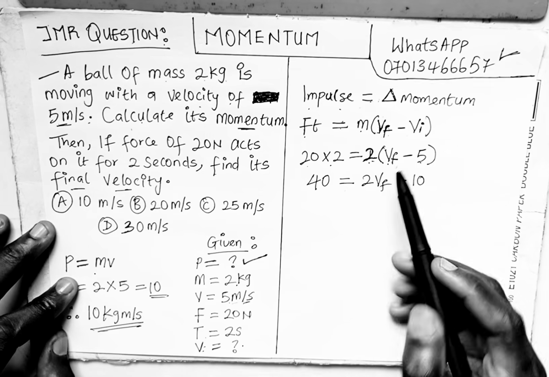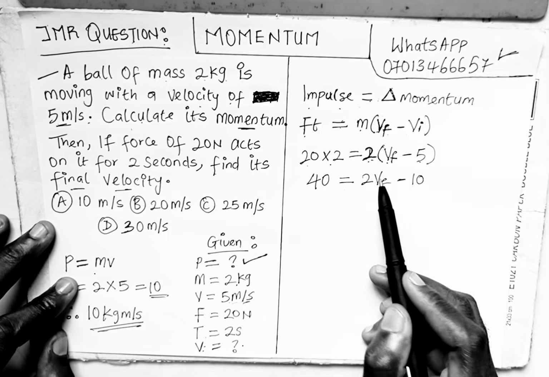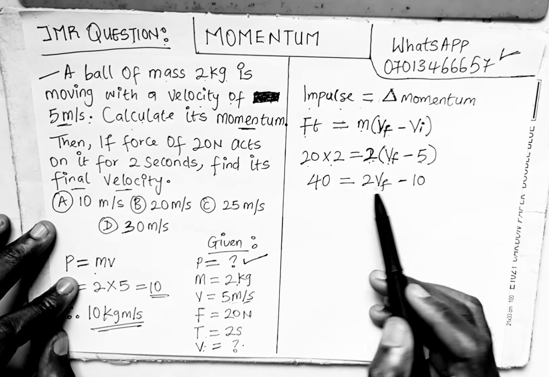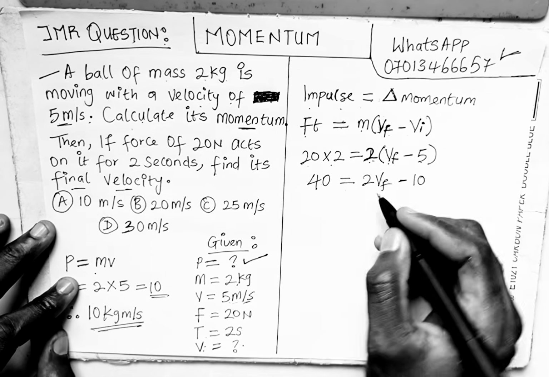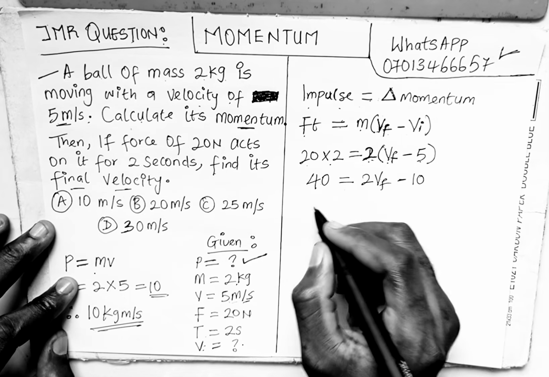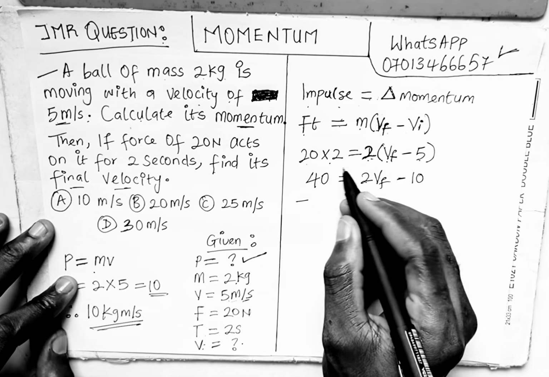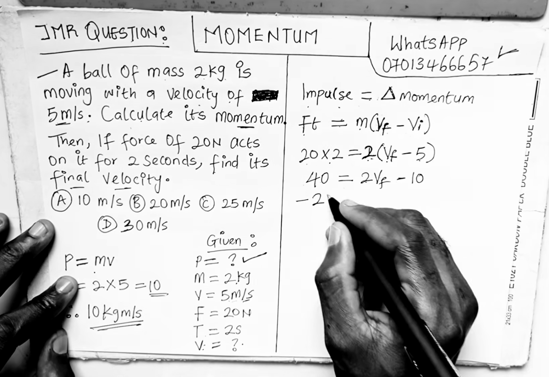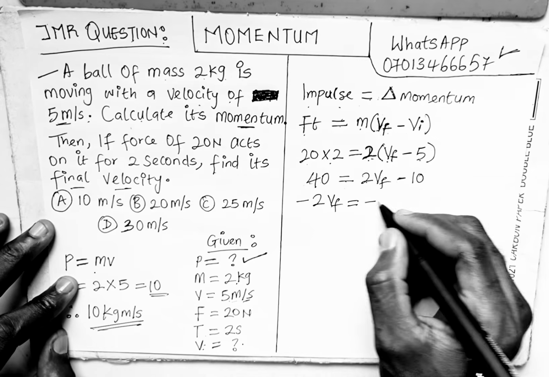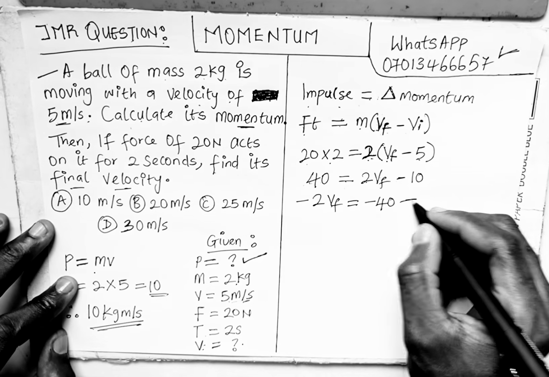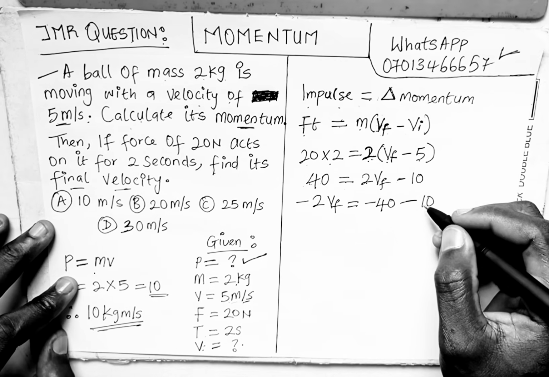Collect like terms. We bring 40 to this side, and we minus because they are like. This one already has F in it, it has a letter in it, so we bring 2VF to this side. As it crosses the equal to sign, it now carries minus. It's plus here. Minus 2VF is equal to, as 40 crosses, it now carries minus, minus 40 minus 10. That's what we have.